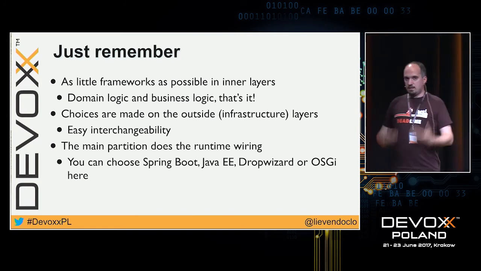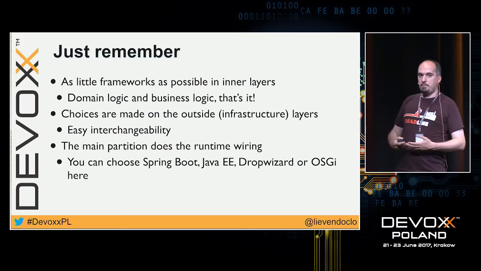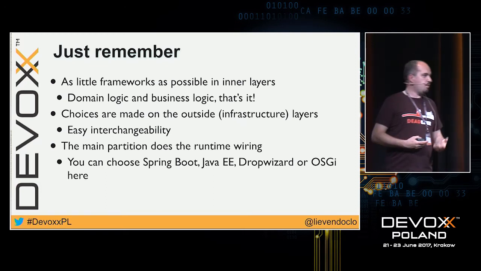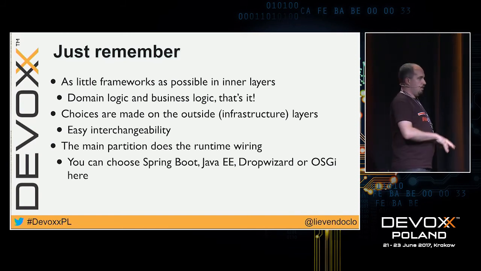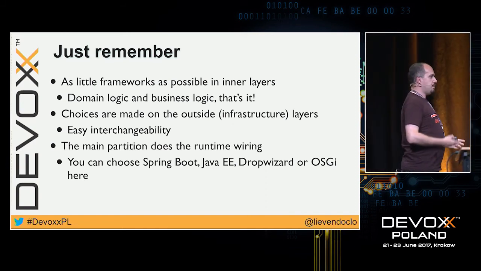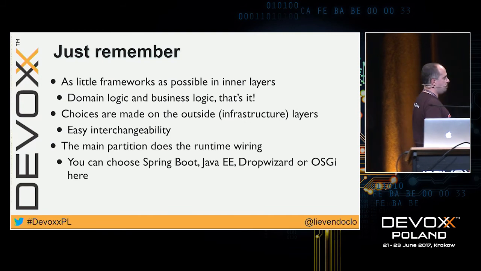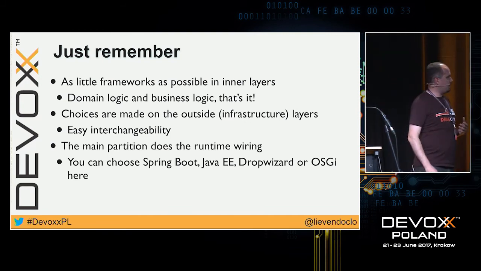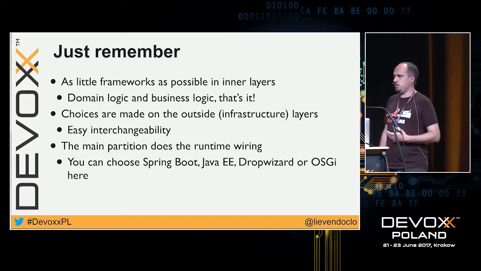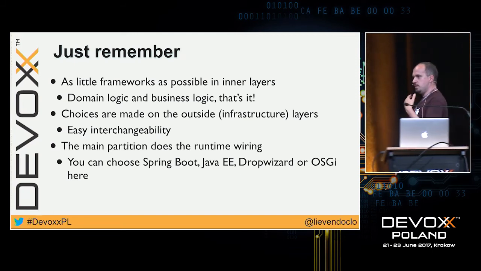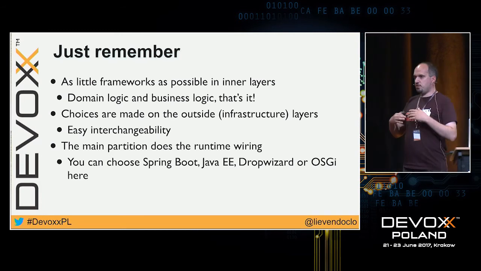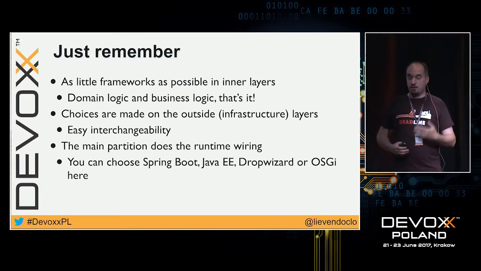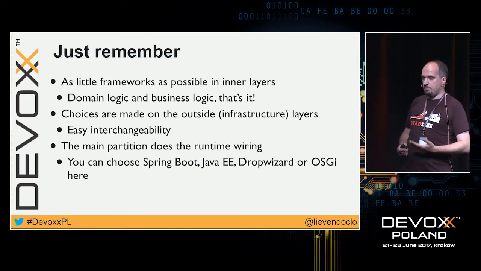Any of the technological choices are made on the outside. So if I want to use REST or SOAP, that's all on the outside. My domain and my application layer don't know how it's being exposed to the outside world, and they don't want to know. They also don't know how it's being persisted. So that choice you can make in the outside layer, and you have easy interchangeability. And that also means easy experimentation.